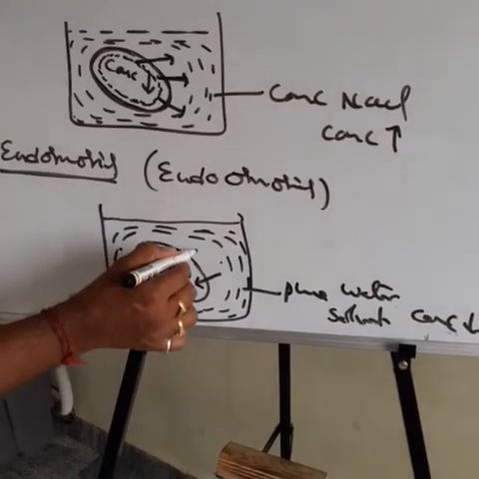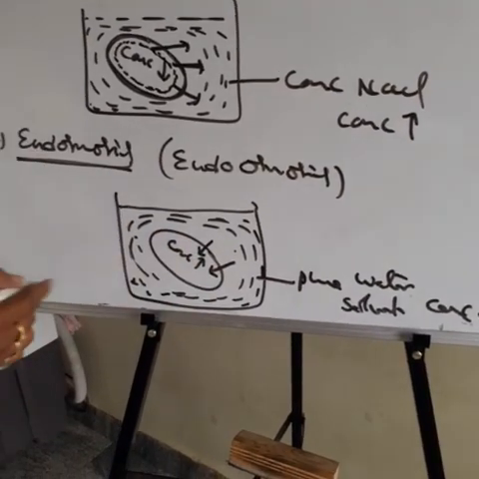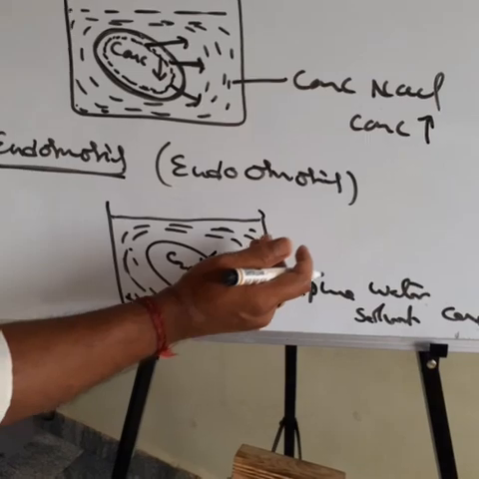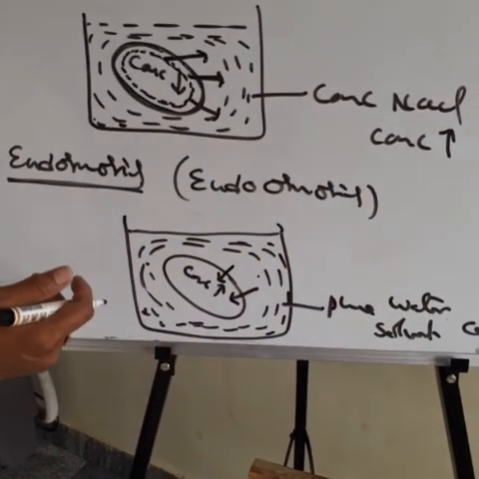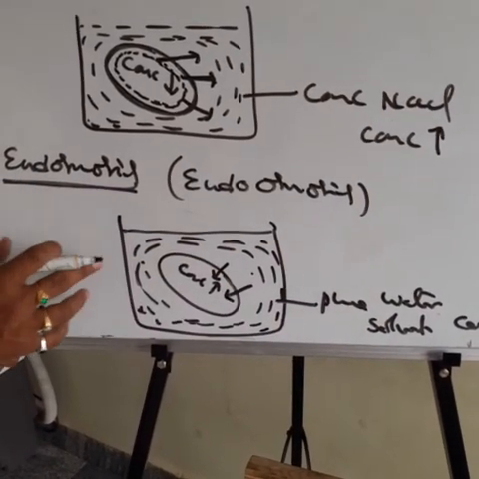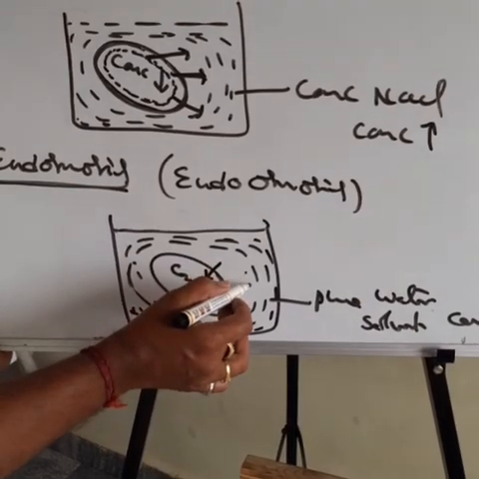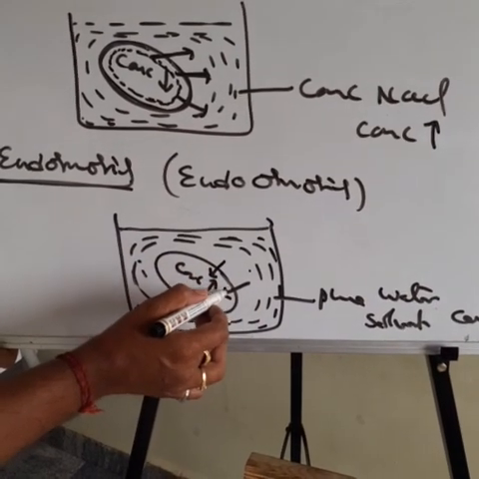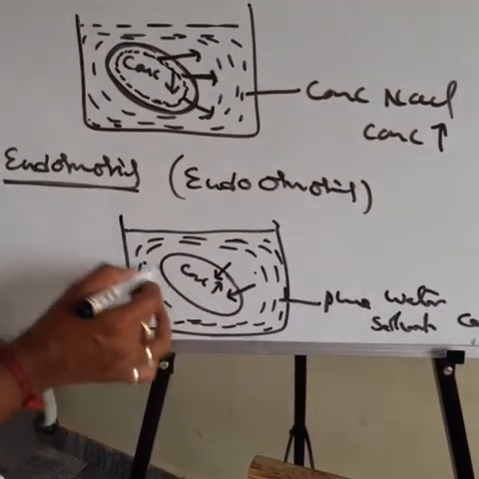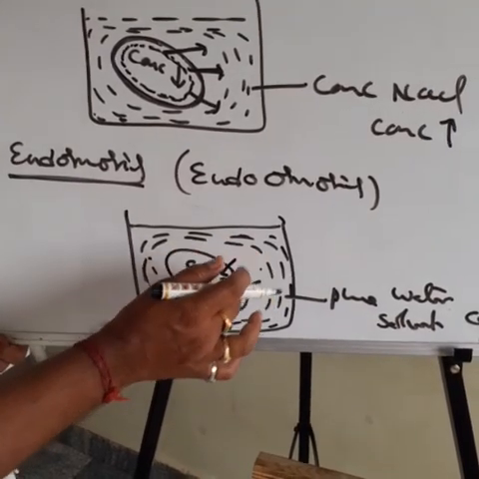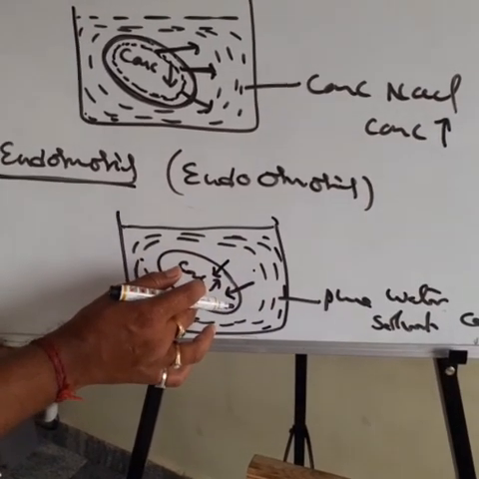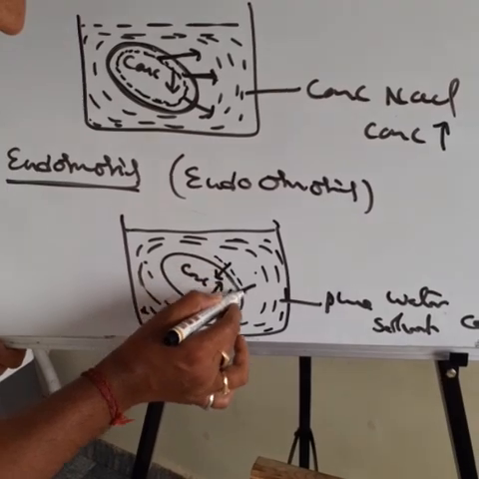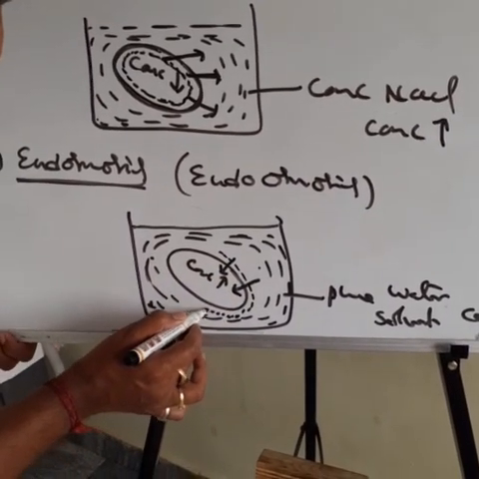That phenomenon is called endosmosis. Endo means the solvent particles enter into the egg. Once again, what is endosmosis? The flow of solvent particles into the egg through the semi-permeable membrane, from the solvent to the inside of the egg. It causes the egg size to increase. That means the egg swells.